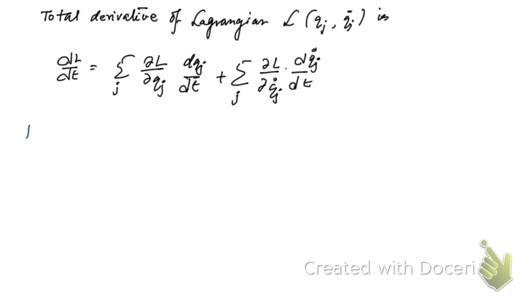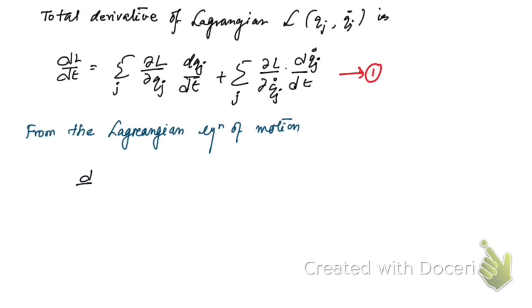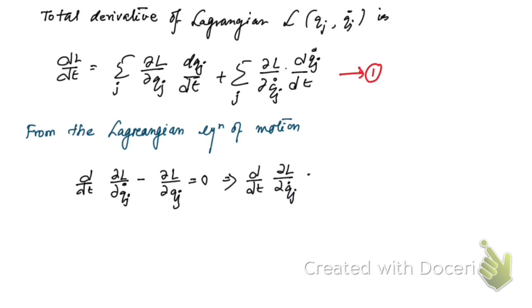So let this be equation number 1. Now the Lagrangian equation of motion is this. Let this equation be equation number 2, which implies this one. So if we use equation number 2 in equation 1, you see.